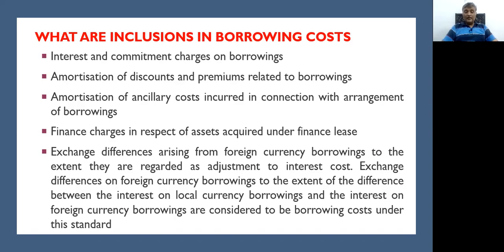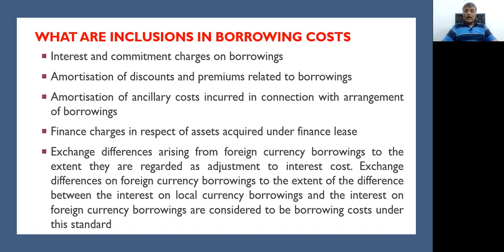So what is that level? To what extent of the exchange differences will be accounted for under AS 16? That is the question. They say exchange differences on foreign currency borrowings, to the extent of the difference between the interest on local currency borrowings and the interest on the foreign currency borrowing, are considered to be the borrowing cost under the standard.